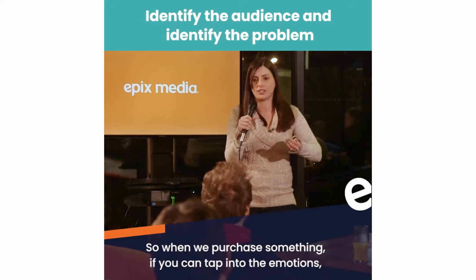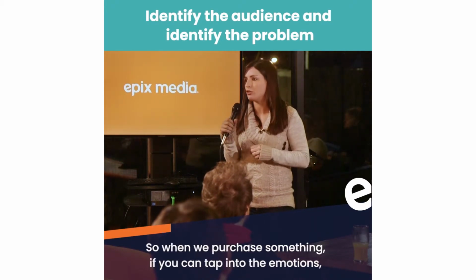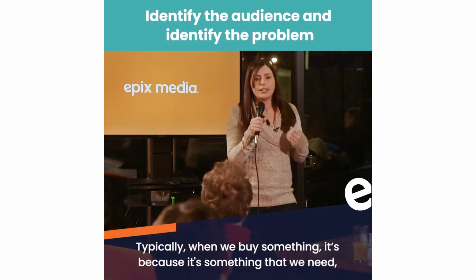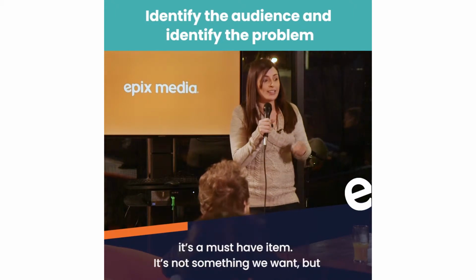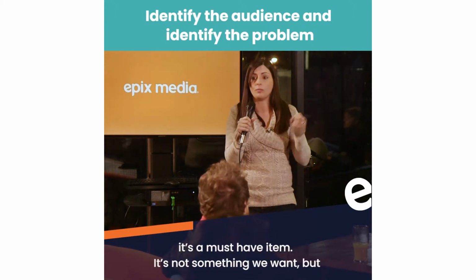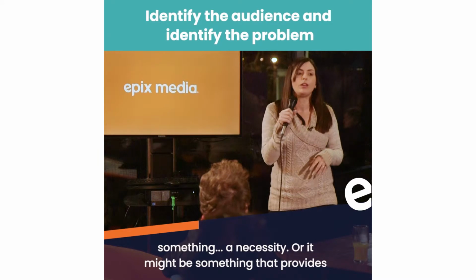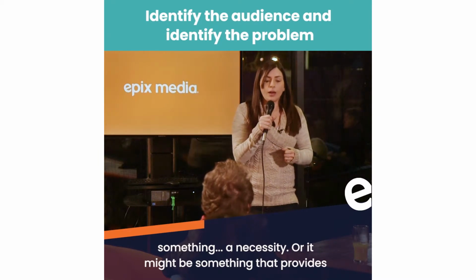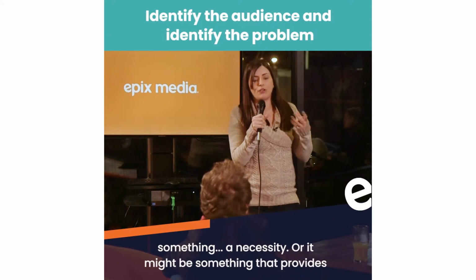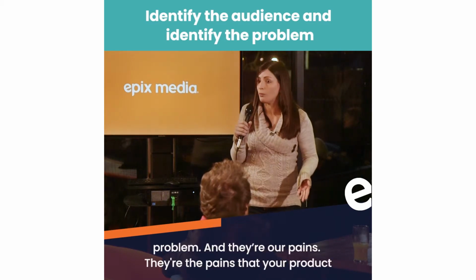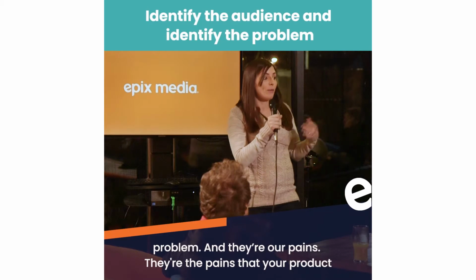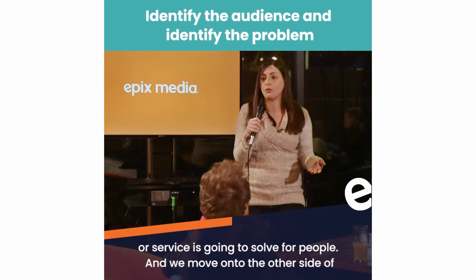So when we purchase something, if you can tap into the emotions, that's when it becomes really powerful. Typically when we buy something, it's because it's something that we need. It's a must-have item, not something we want, but a necessity. Or it might be something that provides a significant convenience in our lives, or it might be that it solves a problem. And there are pains. They're the pains that your product or service is going to solve for people.